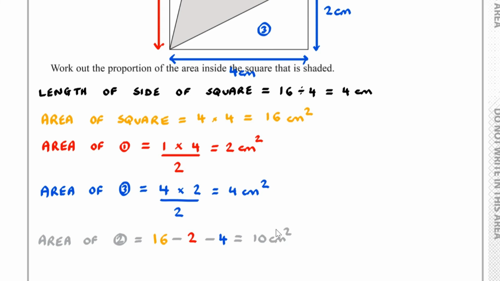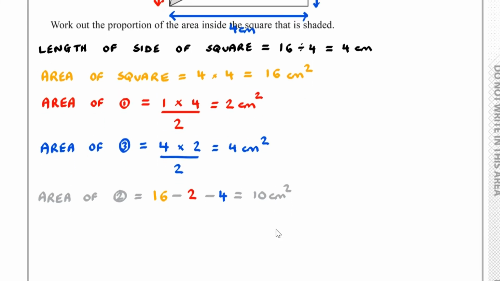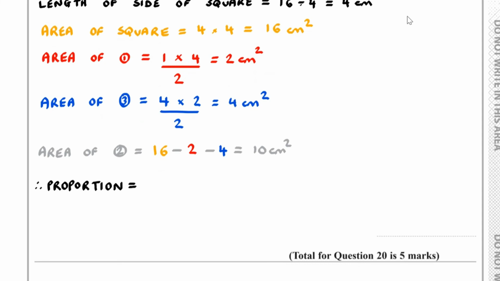centimeters squared. So the proportion that's shaded, then, we would have 10 out of the 16, which simplifies to 5/8.